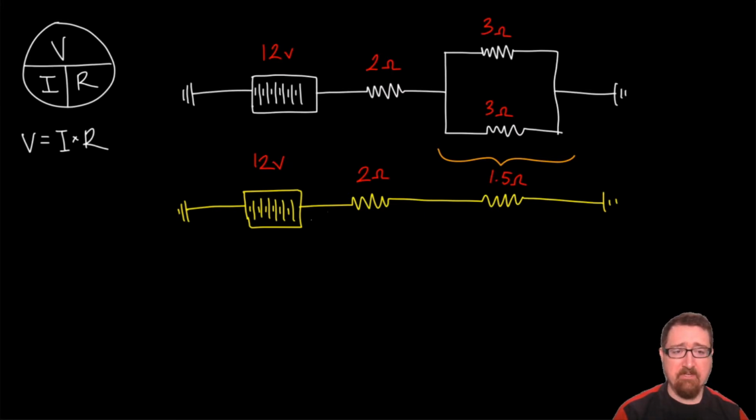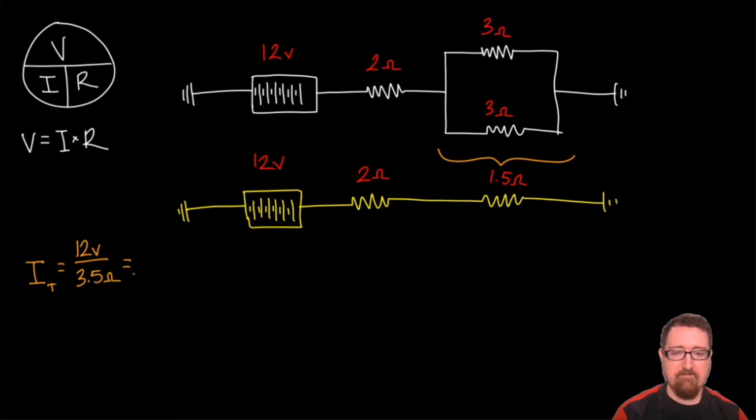Okay, now we can calculate our total amperage, or our current, for this circuit by just calculating as if it was a series circuit. So in this case we want to find I, or the total I, equals V, which is going to be 12 volts, divided by our total resistance. In a series, we would just add 2 ohms and 1.5 ohms, which is going to be 3.5 ohms.